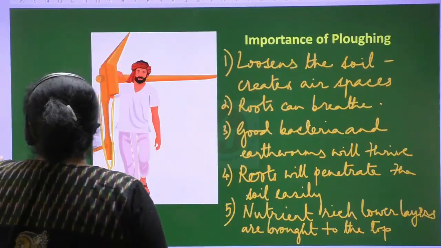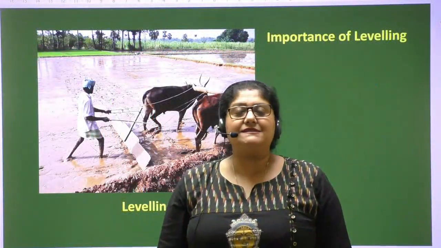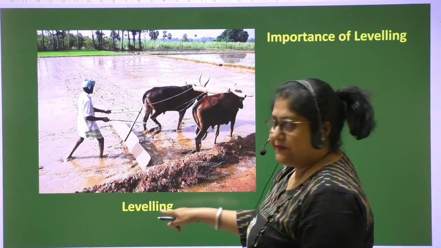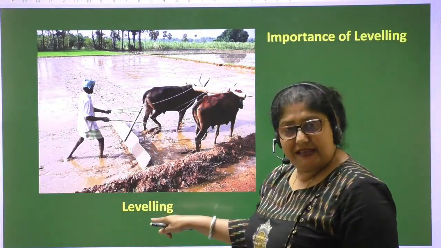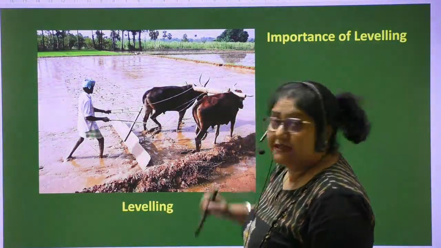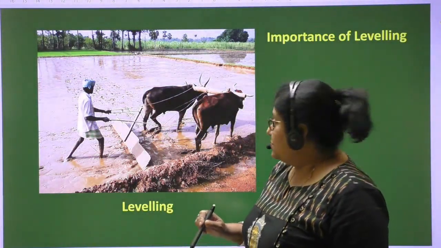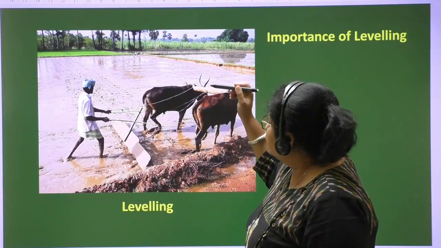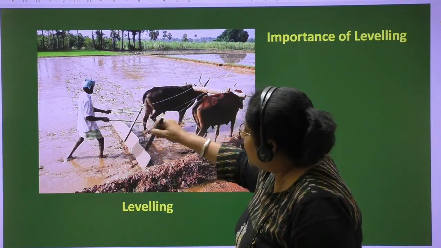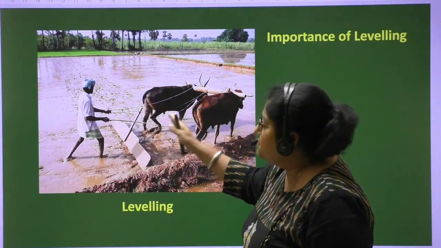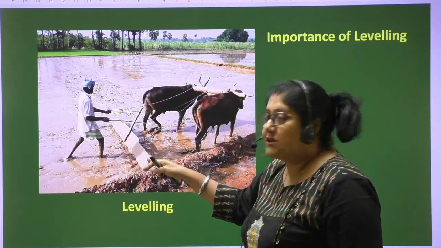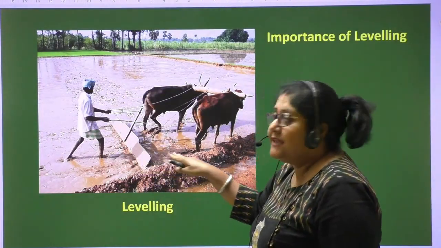Now let us go to the next. This is the second step after ploughing. It is called leveling. The name of the step is leveling, where you can see that there is a farmer and there are these two cows and there is a shaft. There's a shaft over here which is being driven by these cows or the bullocks. Okay, so this shaft, what is it doing? It is leveling the field.